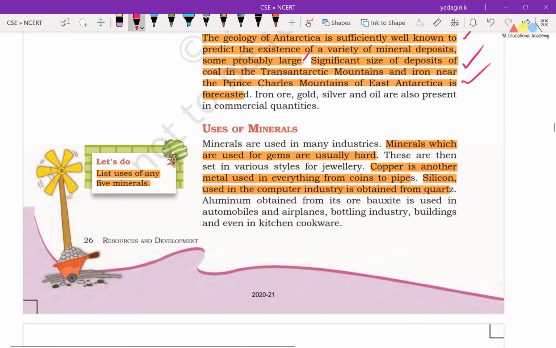Right, friends, now we will understand the use of minerals. Friends, minerals which are used for gems are usually hard. Copper is another metal used in everything from coins to pipes. So copper is one of the most commonly used minerals. Friends, silicon that is used in the computer industry is obtained from quartz. So you should remember that silicon is obtained from quartz ore.